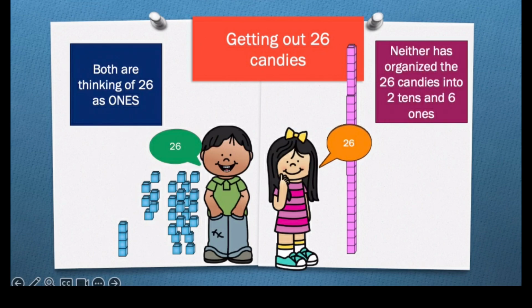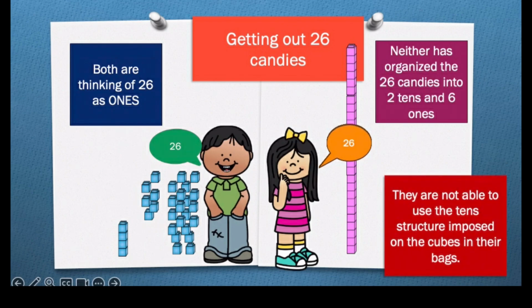Neither child has organized the 26 candies into 2 10s and 6 ones, even though the Unifix cubes they have in their bags were already packed into sticks of 10. In other words, they were unable to use the 10 structure imposed on the cubes in their bags to help them get out 26 cubes.